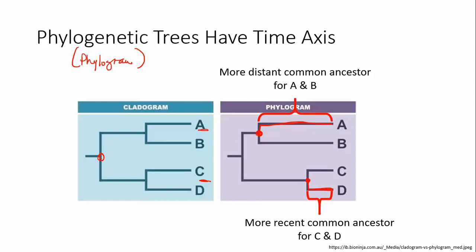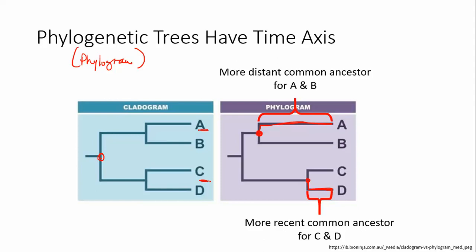You should expect to see that C and D might have more similarities, whether they're genetic or whether they're morphological, than A and B do. Why? Because their common ancestor was more recent in history, so they haven't had as much time as species A and B have to accumulate differences. So that's the kind of difference that you can get from these types of diagrams.